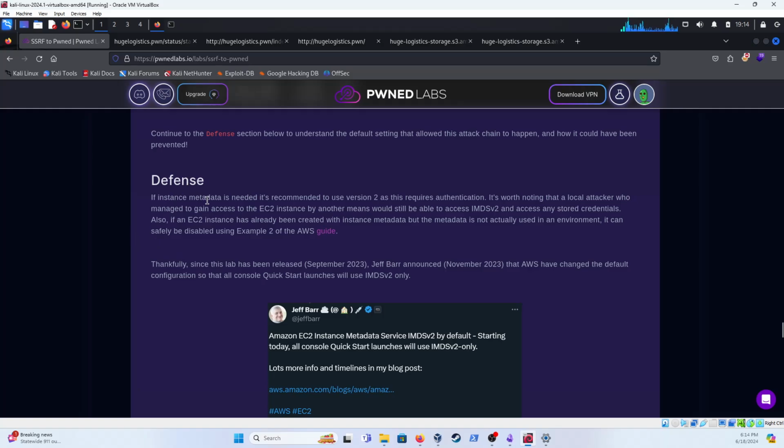So some good defensive strategies and knowledge here. If instance metadata is needed, it's recommended to use version 2 as this requires authentication. It's worth noting that a local attacker who managed to gain access to the EC2 instance by another means would still be able to access IMDS v2 and access any stored credentials. Also, if an EC2 instance has already been created with instance metadata, but the metadata is not actually used in an environment, it can safely be disabled using example 2 of the AWS guide. So it gives you information there that you can use to disable.